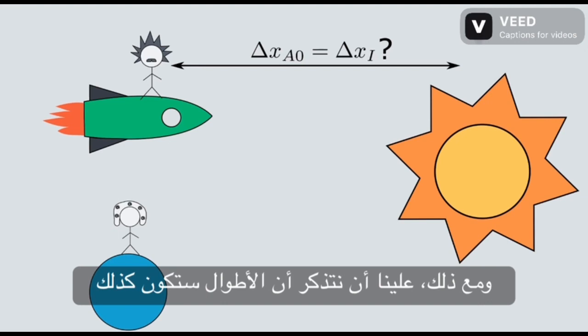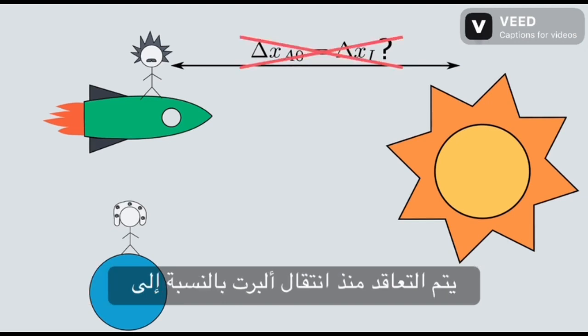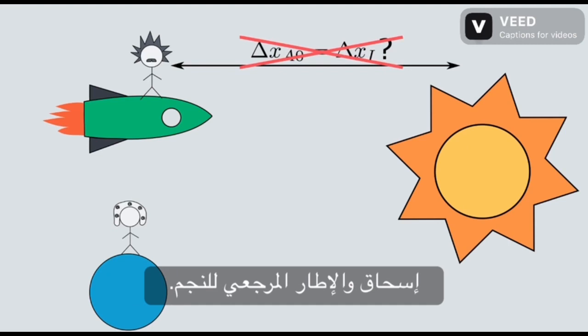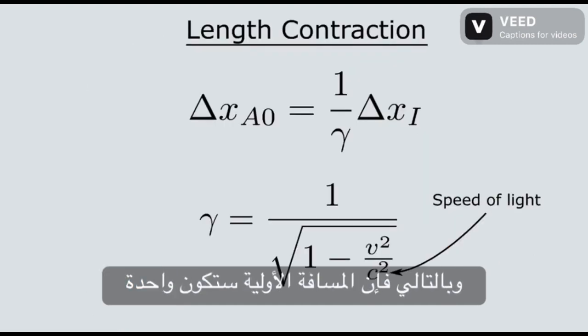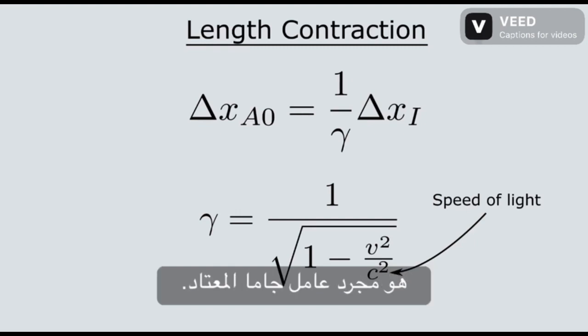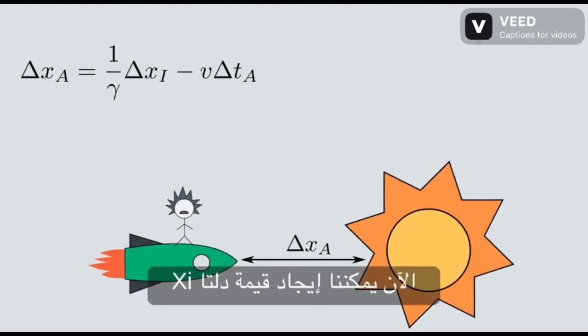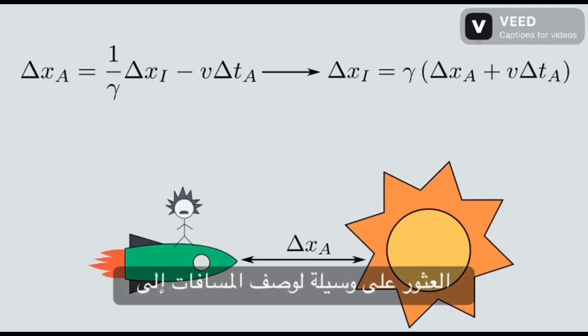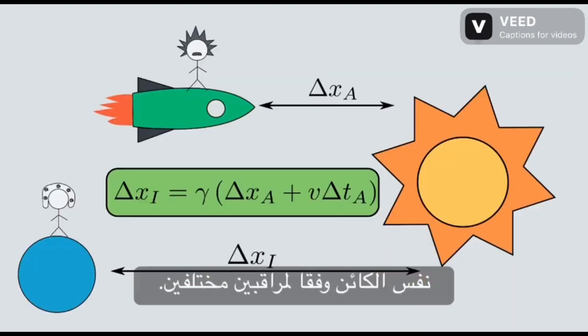However, we have to remember that lengths will be contracted since Albert is moving relative to Isaac's and the star's reference frame. Therefore, the initial distance will be 1 over gamma times delta xi, where gamma is just the usual gamma factor. Now we can solve for delta xi to find a way of describing distances to the same object according to two different observers.